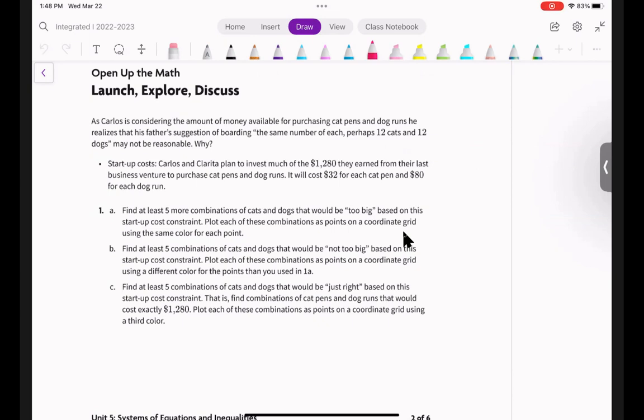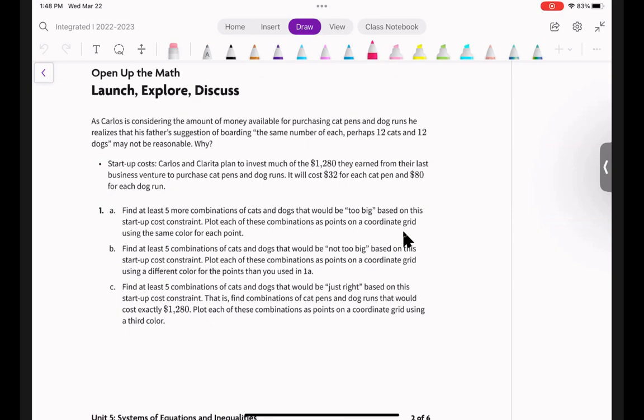So it says, as Carlos is considering the amount of money available for purchasing cat pens and dog runs, we're still on this whole taking care of cats and dogs, right? He realizes that his father's suggestion of boarding the same number of each, perhaps 12 cats and 12 dogs, may not be reasonable. Why not? So startup costs for Carlos and Clarita, they plan to spend 1,280. This is still information that we had from before.